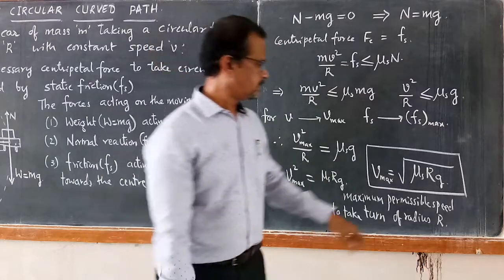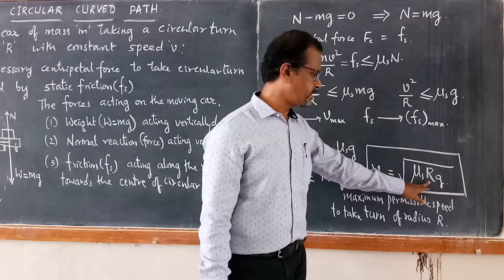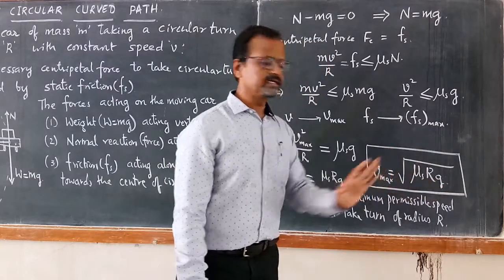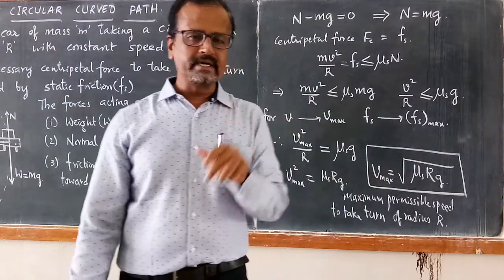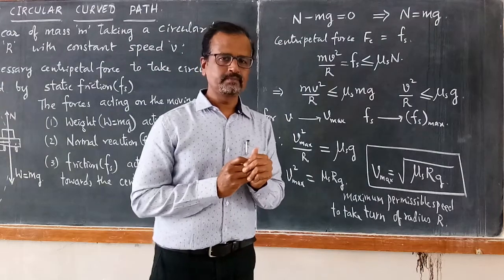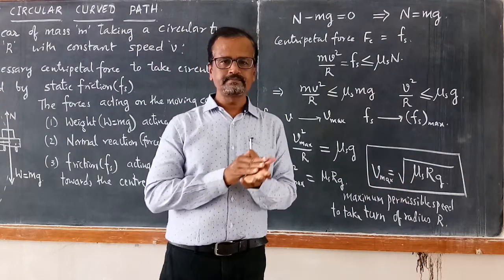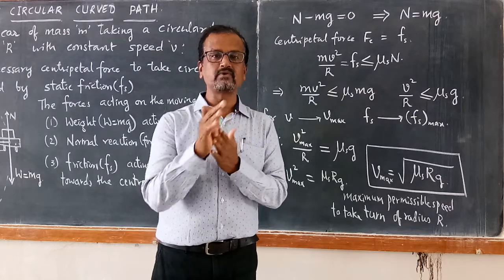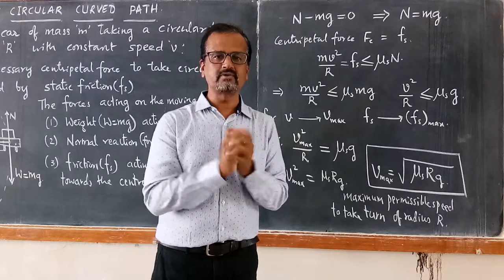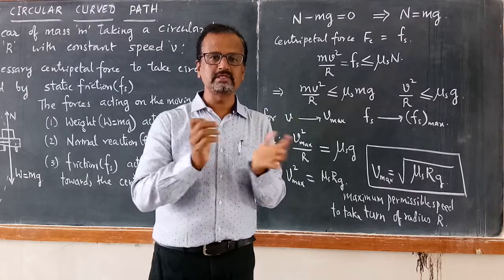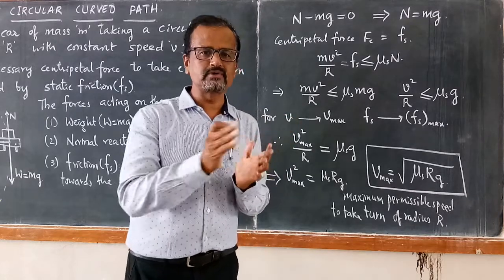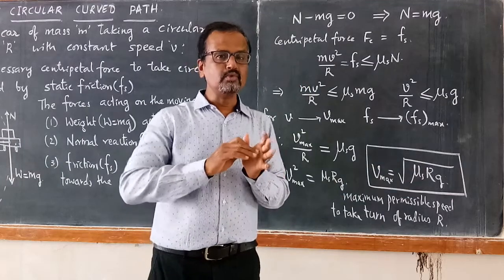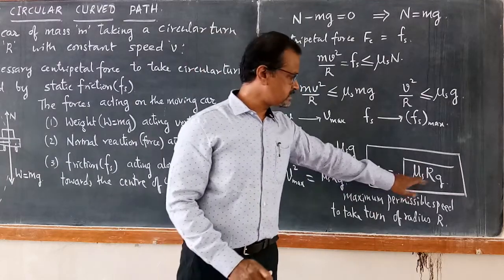That is one thing. So v max is depending on square root of r. g is constant. Another constant is the mu s, coefficient of static friction. You know that mu s depends on the nature of the road surface. How rough is the road surface? How smooth is the road surface? So for rough road surface, mu s takes higher value. For smooth road surface, mu s takes lower value.